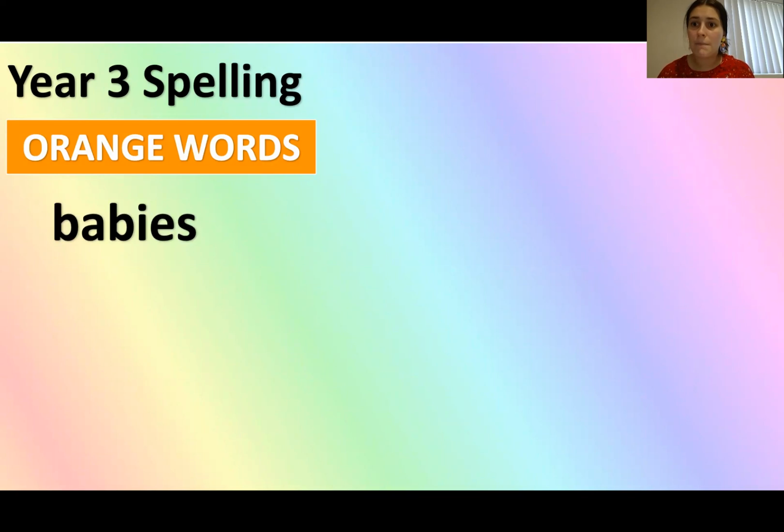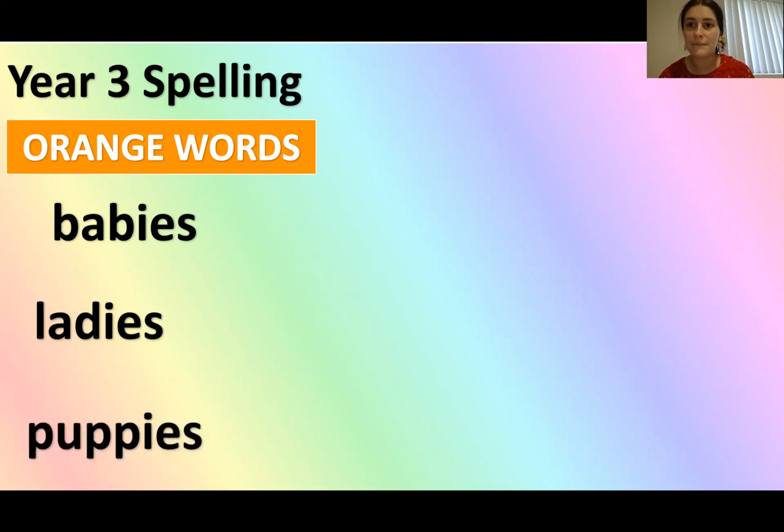Babies. There were lots of babies in the hospital. Ladies. The ladies were waiting to get onto the train. Puppies. The dog just had a beautiful litter of puppies. Trays. The person had to carry all of the trays of food very carefully. Toys. I had lots of toys in the toy room.